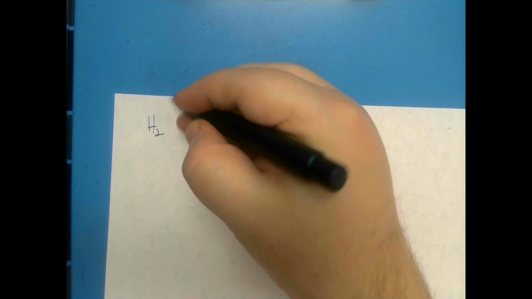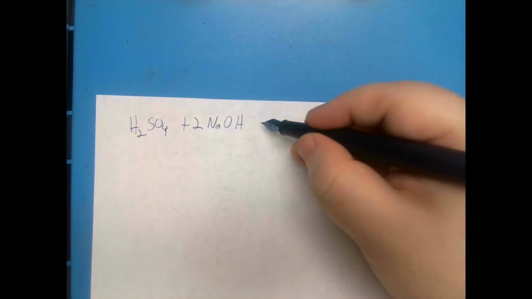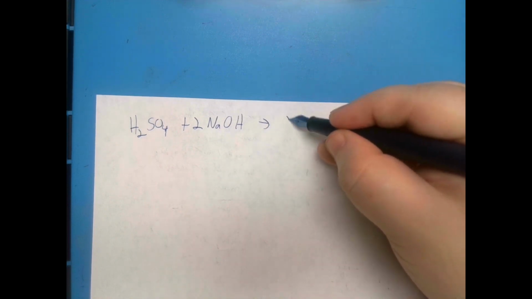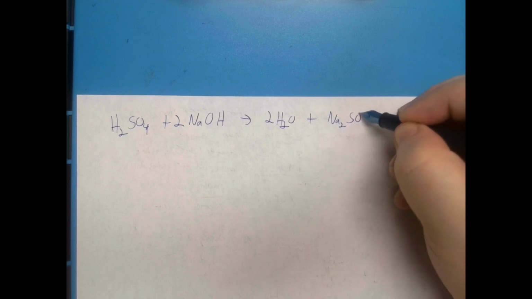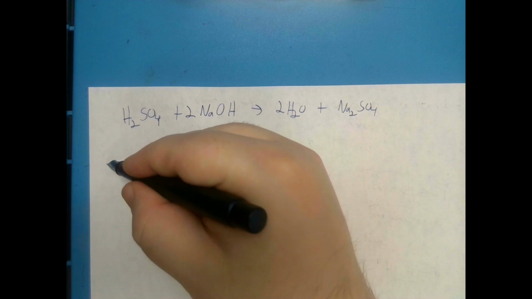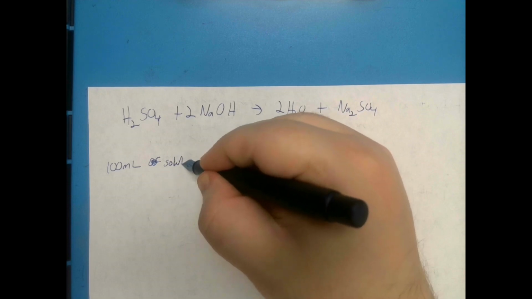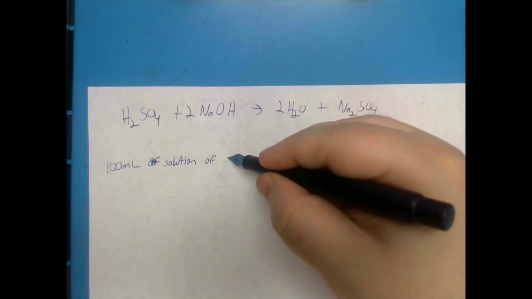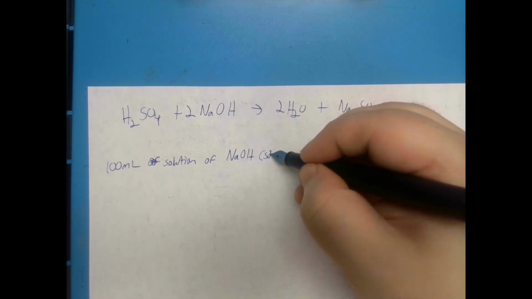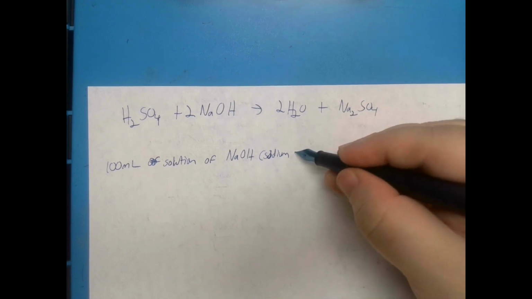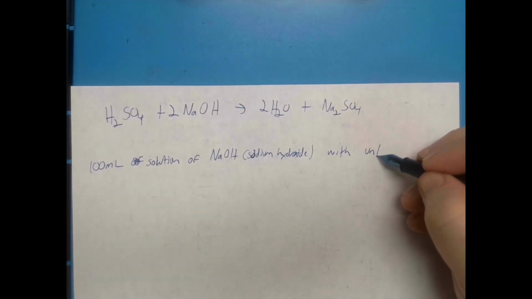So we have H2SO4 reacting with 2 NaOH, making 2 H2O and Na2SO4. So we have 100 milliliters of solution of sodium hydroxide with unknown concentration.